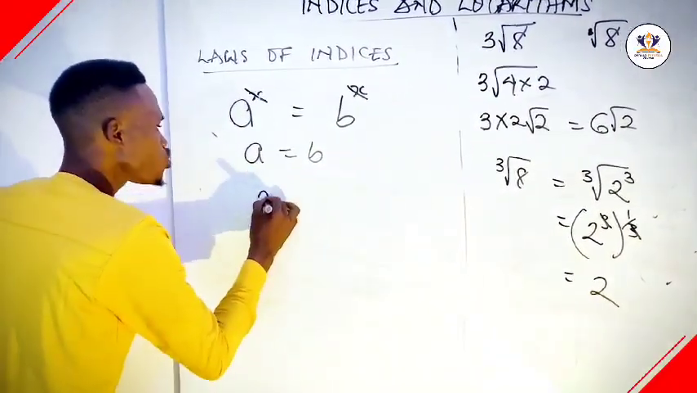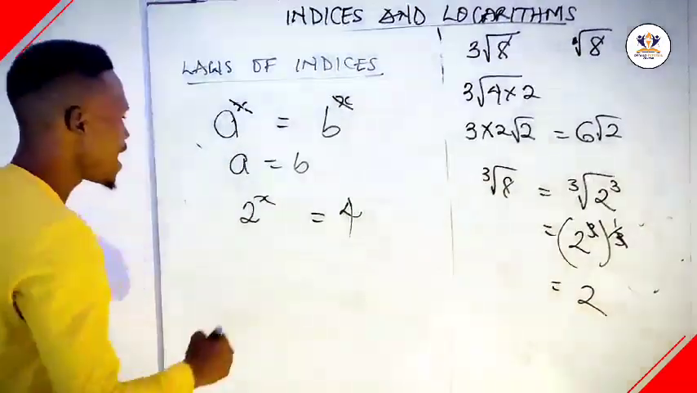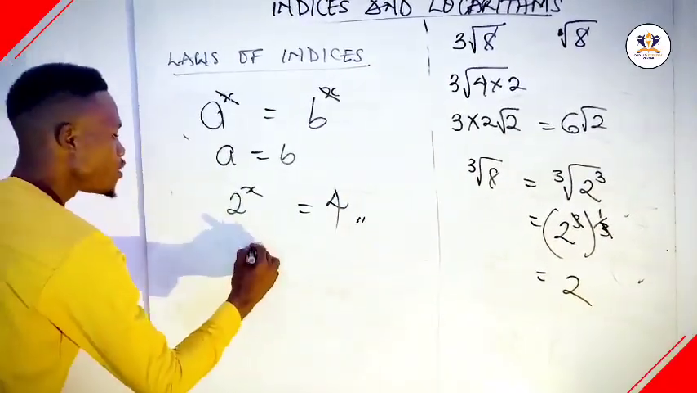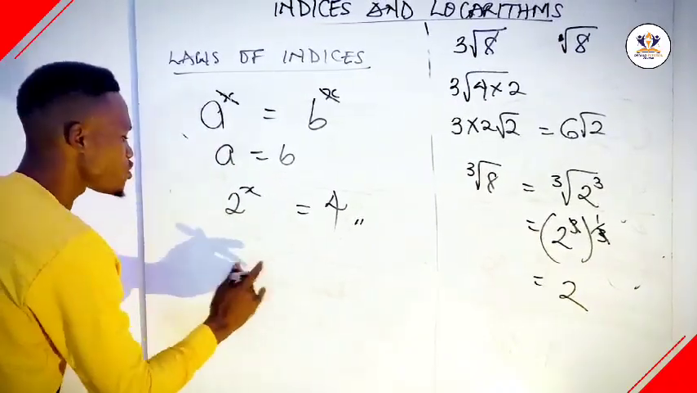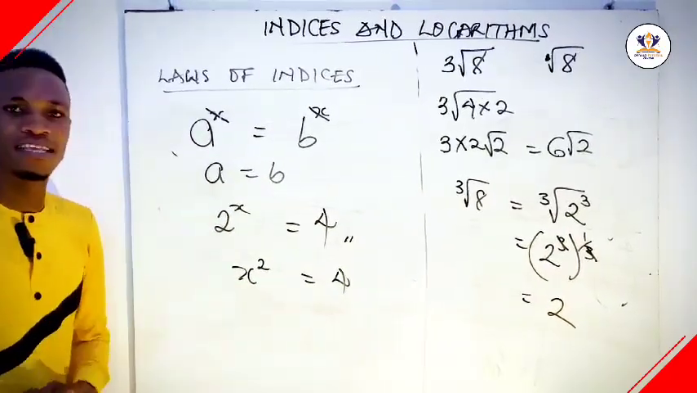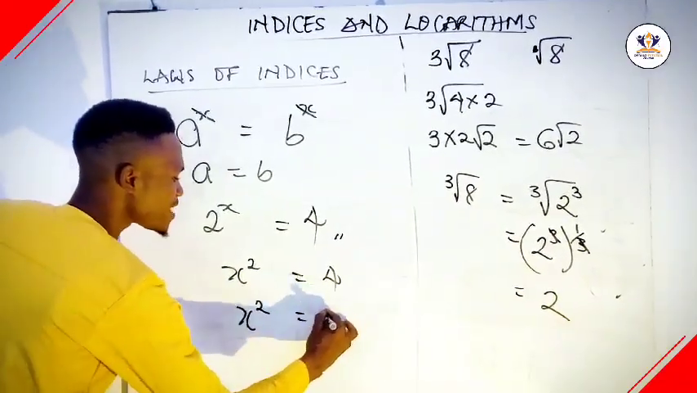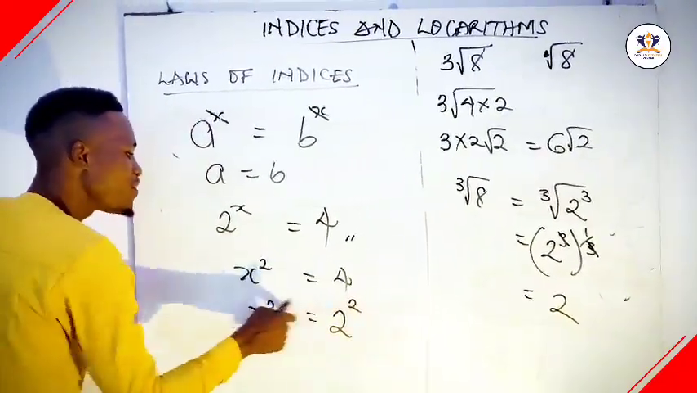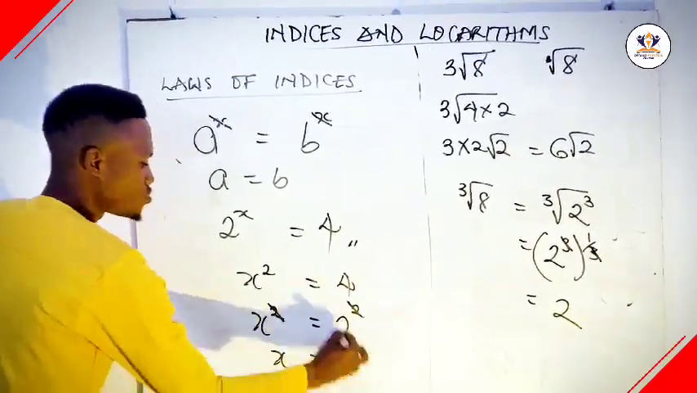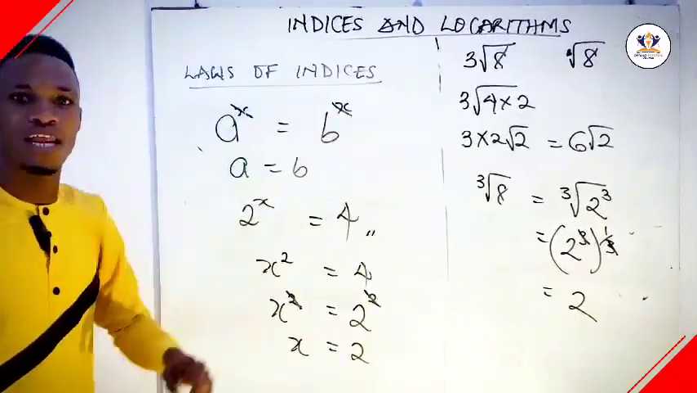Peradventure we have something like 2 raised to power x is equal to 4. Before I attempt this, let us say we have x raised to power 2 is equal to 4. Now, let's look at this. I can say x raised to power 2 is equal to 2 raised to power 2. Now, they have the same powers. This power will cancel this power, then x will be equal to 2. Because they have the same power, they must cancel out.